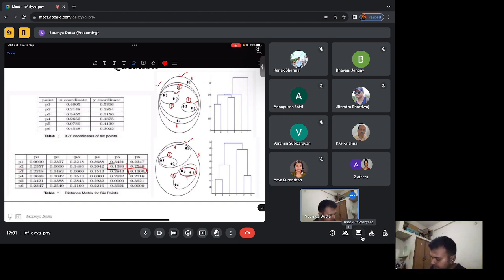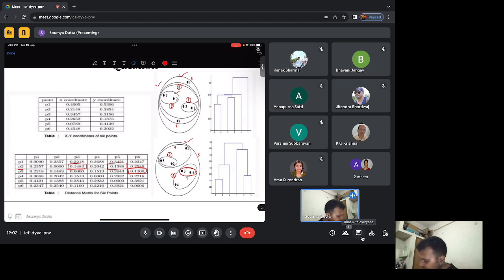Now, if you look at 3 6 and 5 2, if you are doing single linkage, then you see that the distance between 5 2 and 3 6 would be 0.1483, which is the distance between 2 and 3. Is it clear to everybody? Yes, sir. These are the two closest points between these two clusters.